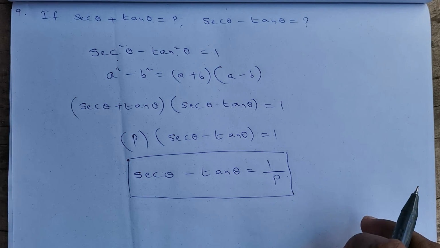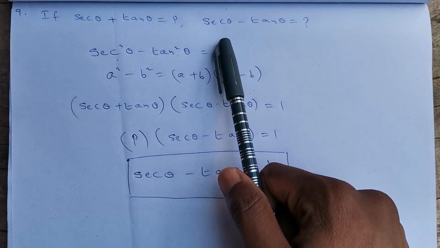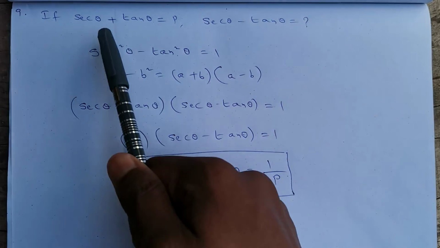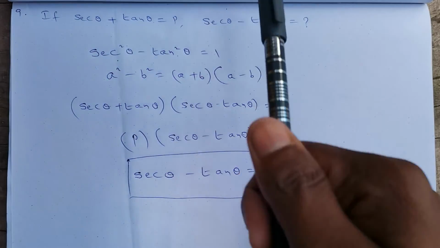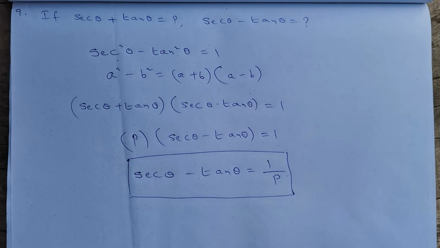This kind of question will come in the objective. So simply remember, if secant theta plus tan theta is P, then obviously secant theta minus tan theta will be 1 by P. If secant theta plus tan theta is 1 by P, then secant theta minus tan theta will be P. Just remember this.